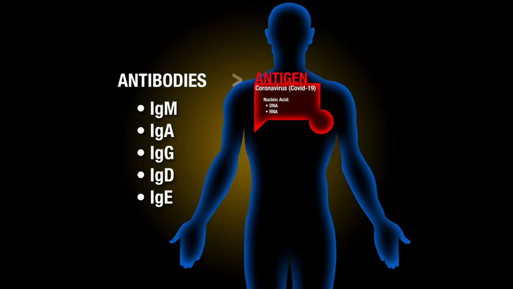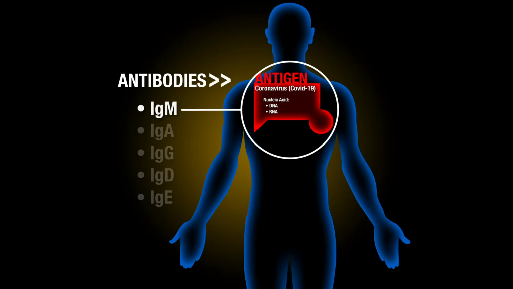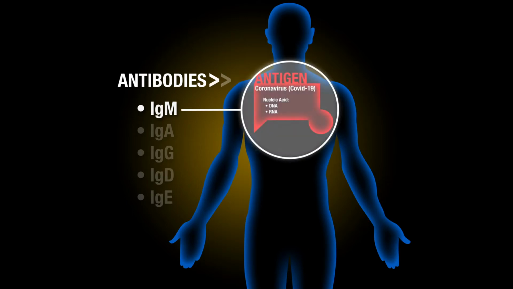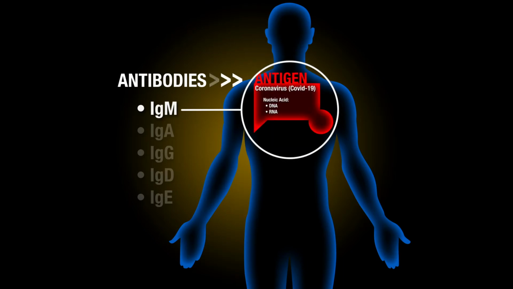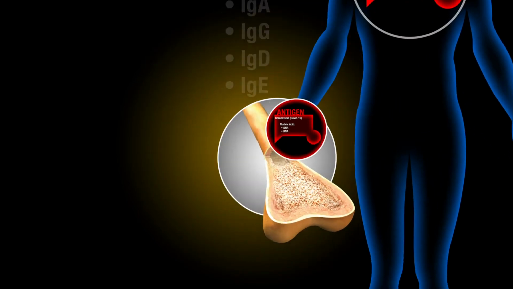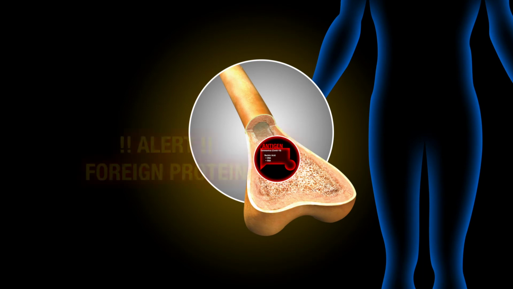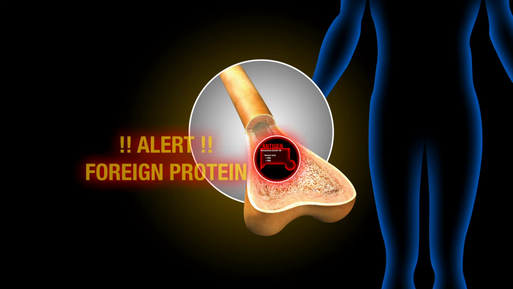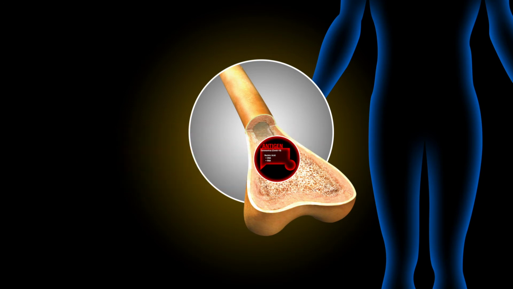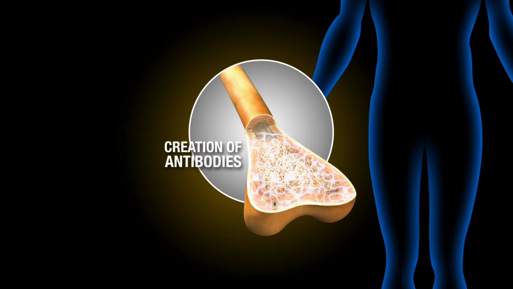So IgM first is formed, and what that is, this antibody is responsible for identifying the foreign protein, taking a picture of it if you want, and sending that picture to the bone marrow, telling the bone marrow, hey, we have a foreign protein that has invaded the body, and we need you to do something about it. Now the bone marrow starts making the other antibodies, the most important of which is the IgG.